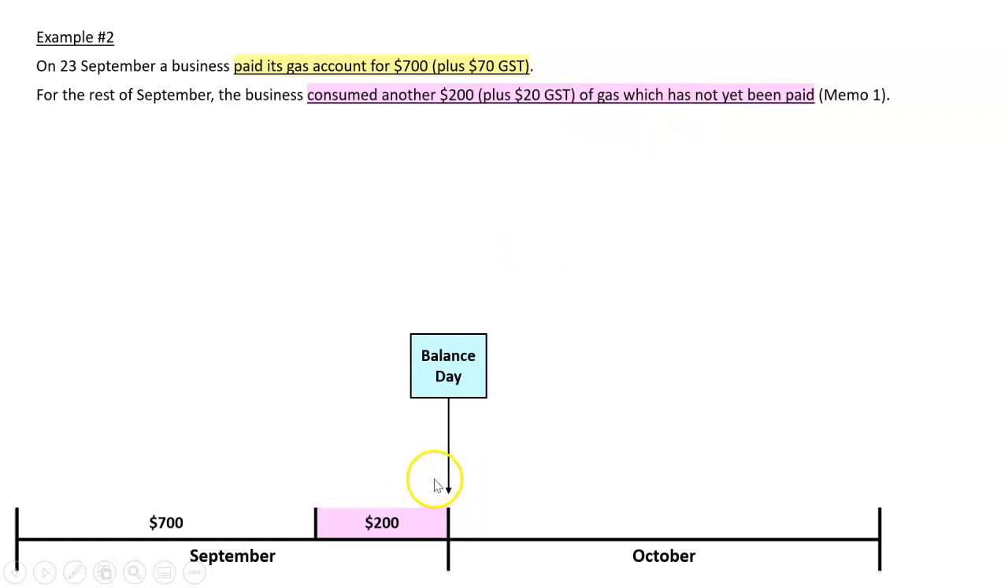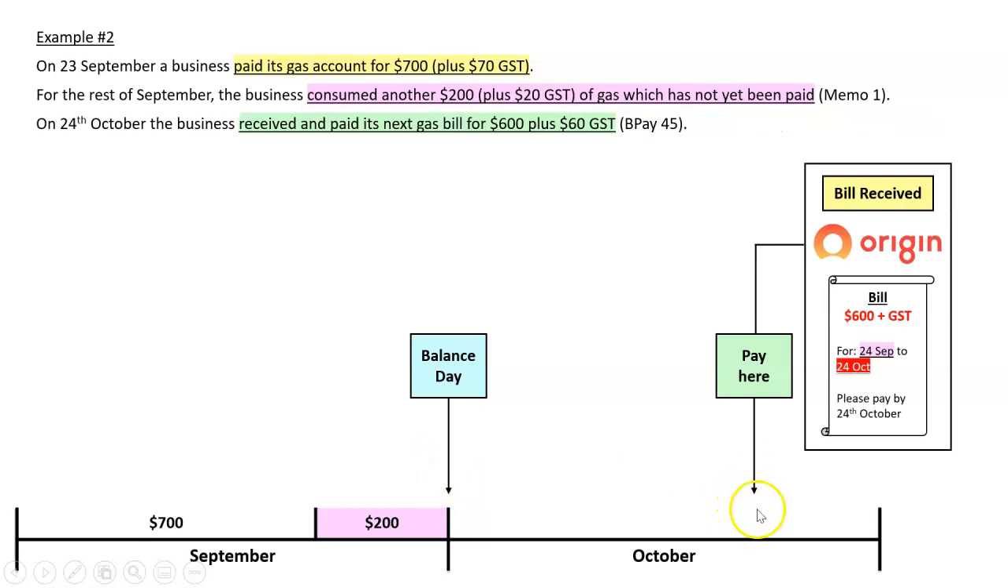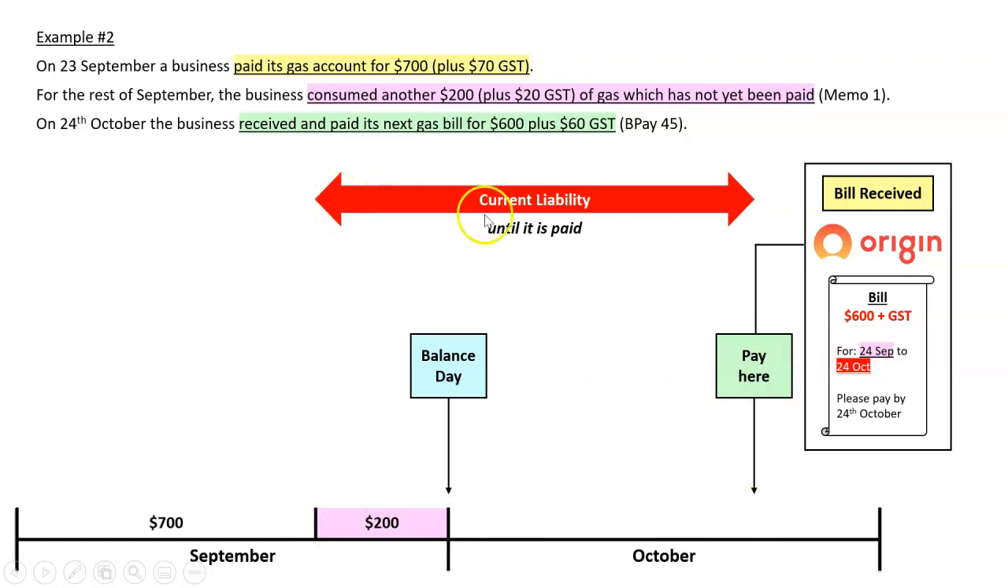And the reason we're not going to pay for it is because usually they probably won't send the bill until, let's just say, the 24th of October. They're going to send the bill there. And the problem now is, it's actually $600 plus GST. It's not $200 because that bill covers from the 24th of September. So that starts here and it goes all the way to the 24th of October. So this $200 is going to sit there as a current liability until it's paid on the 24th of October. So if the bill's $600, and we know $200 of that is for the last week of September, that must mean the other $400 is the expense for October, from the 1st of October to the 24th.